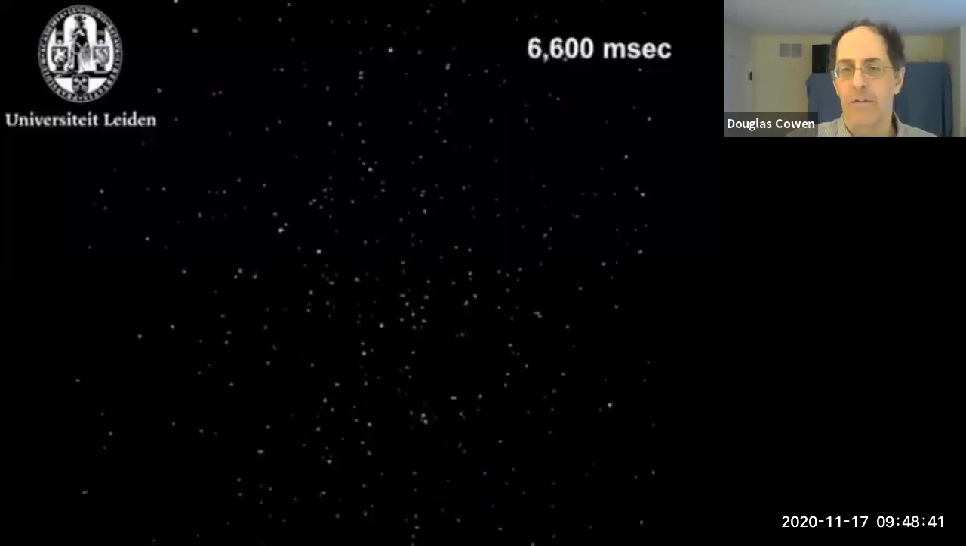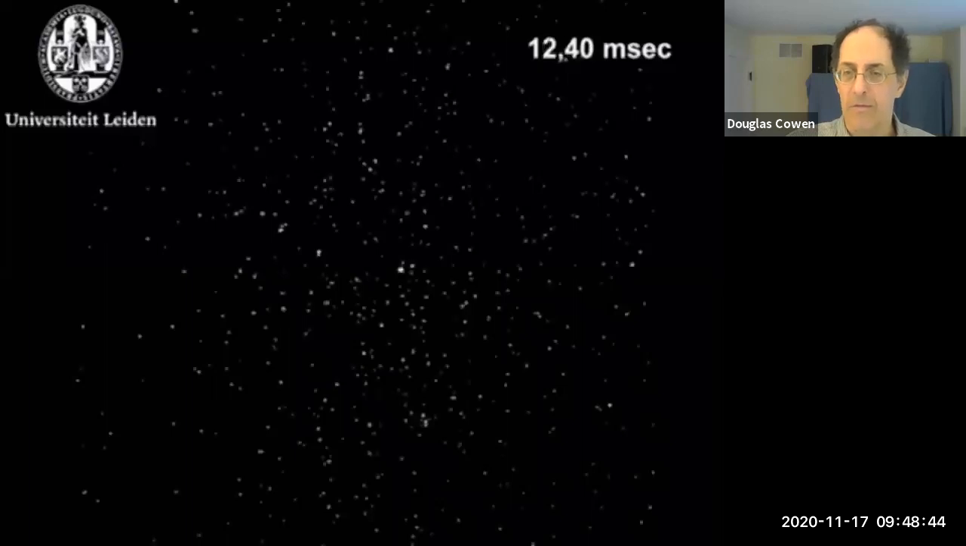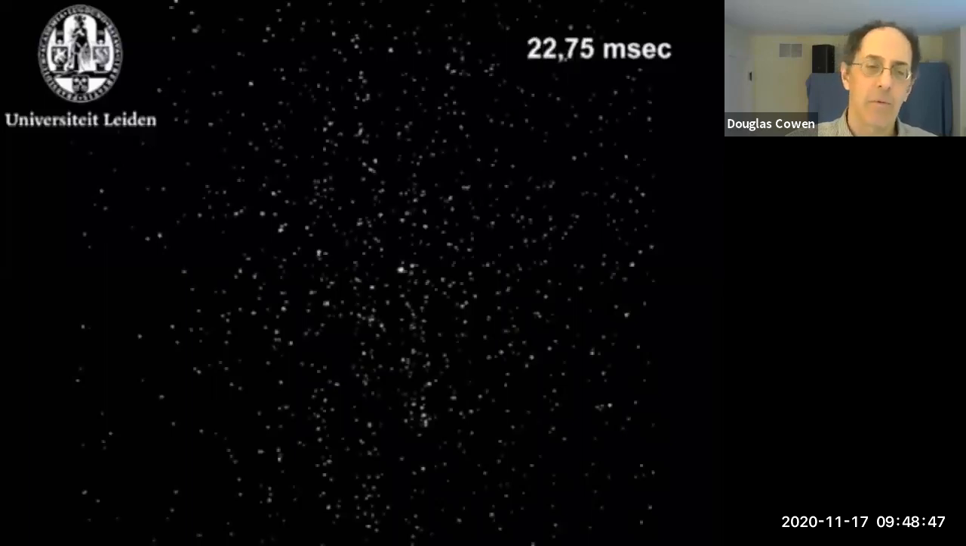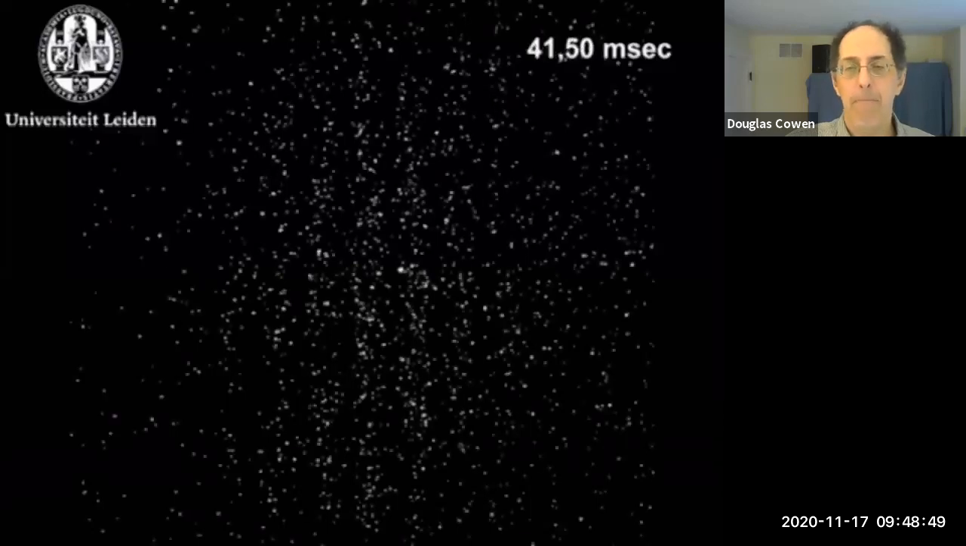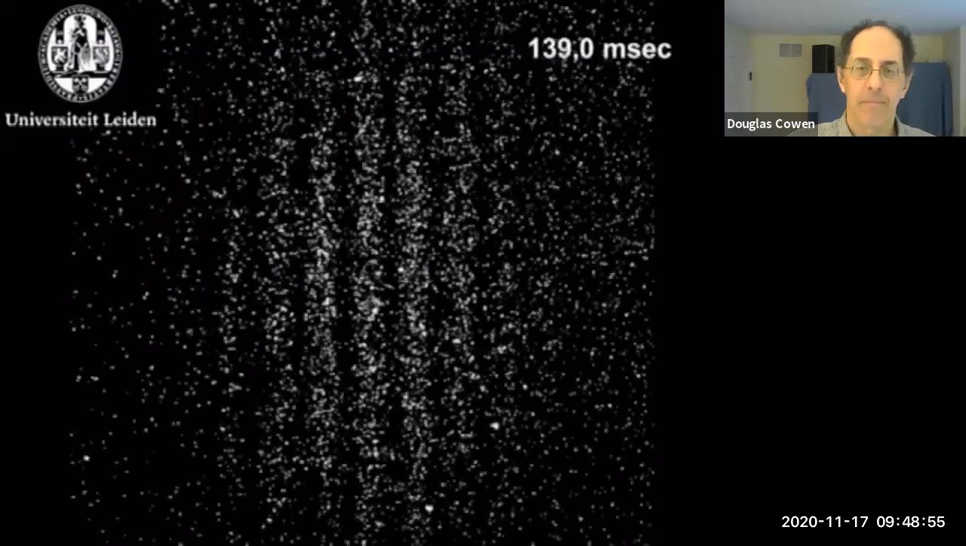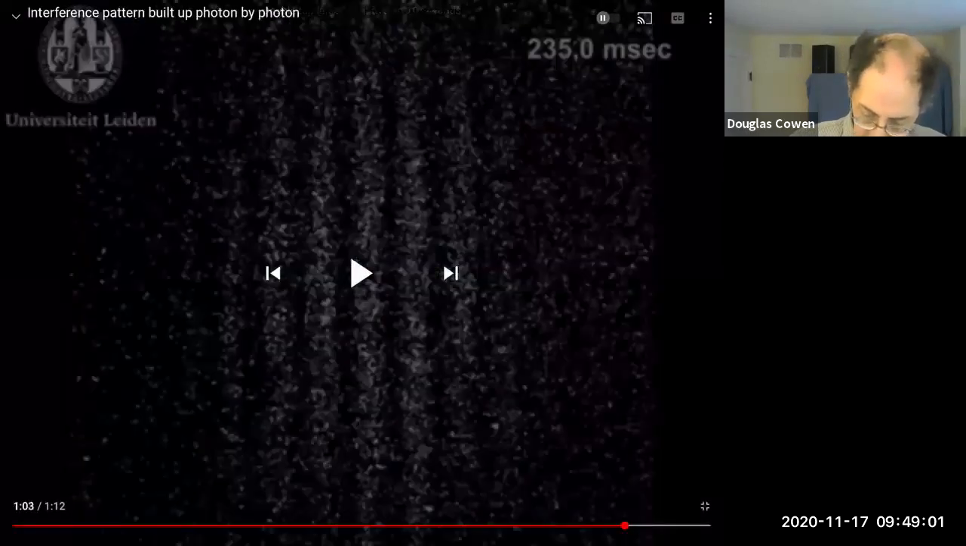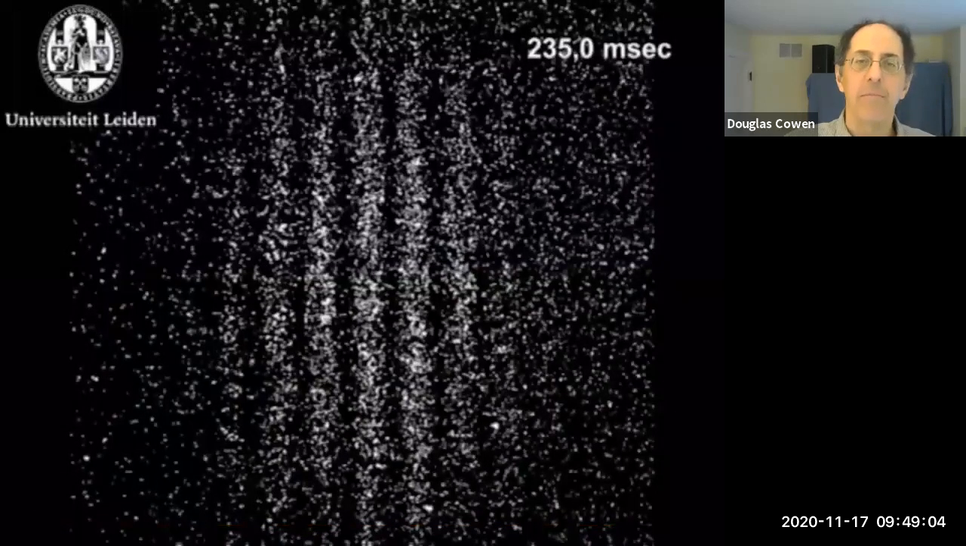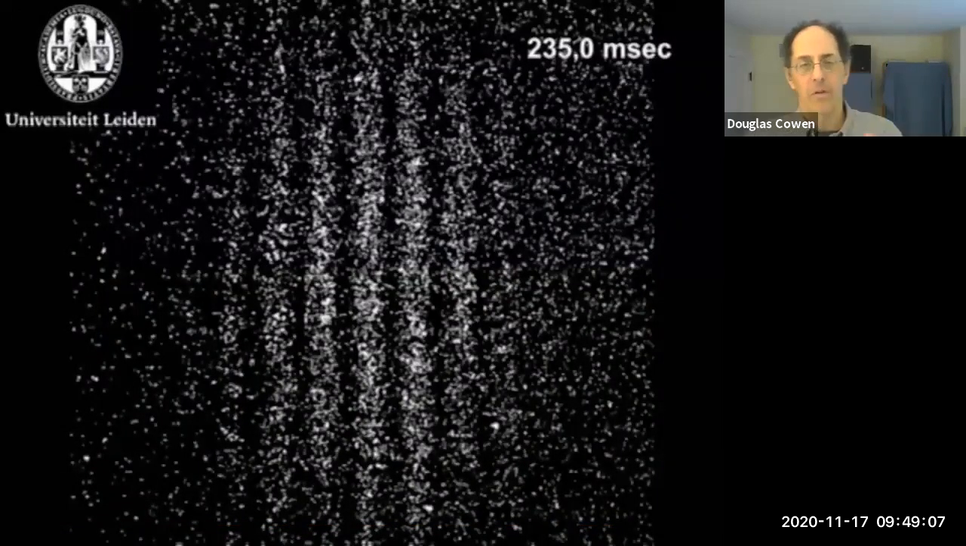And so far, it doesn't look like there's any real pattern. It looks like just a smear of photons. But eventually, we will see a pattern emerge. And the pattern that emerges should look familiar. So there's the pattern. This, remember, is a result of individual photons going through two slits, one after another. And this is the pattern that is seen on the screen on the other side of the two slits after individual photons, one after another, have gone through those two slits.